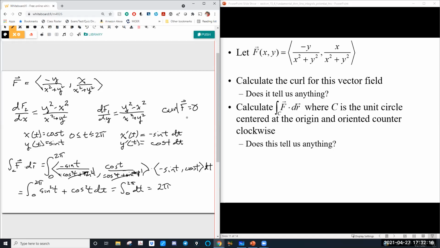If this was a path-independent vector field, that should have come out to be 0. All it takes is one non-zero closed path to say that it's not path-independent. This isn't a path-independent vector field. Well, here's why. Notice that x squared plus y squared is 0 when x and y equal 0. So this actually has a hole at the origin.